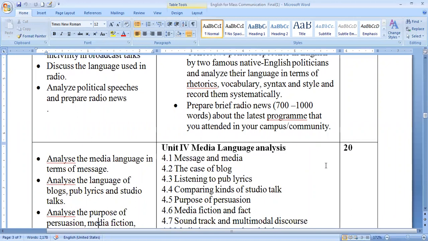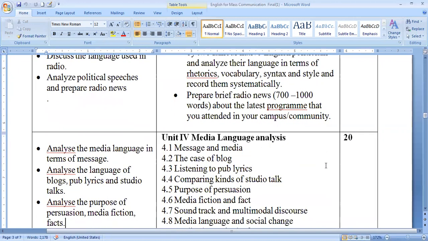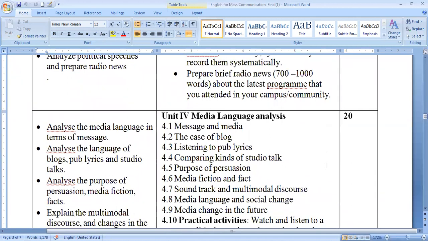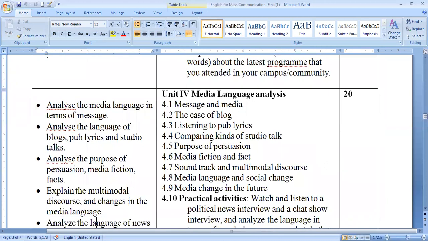So under this topic, you still have to learn about message and media, the case of blog, listening to pop lyrics, comparing kinds of studio talk, purpose of persuasion, media fiction and fact, soundtrack and multimodal discourse, media language and social change, media change in the future. That is all about unit 4.